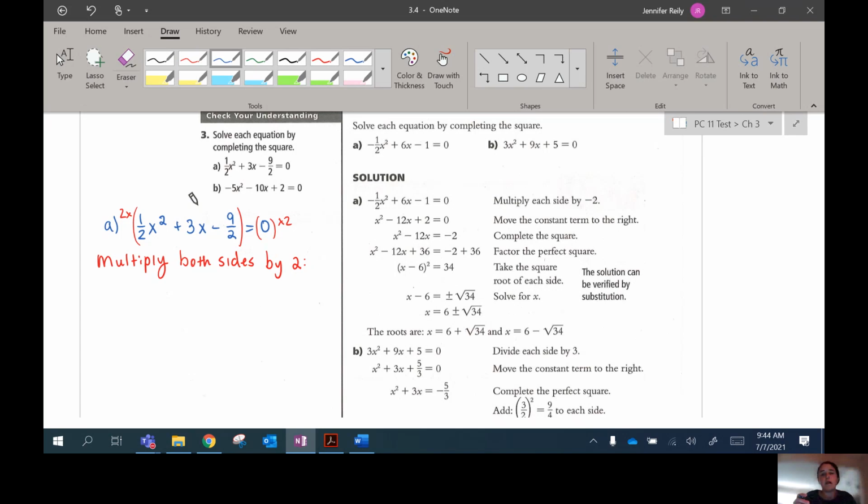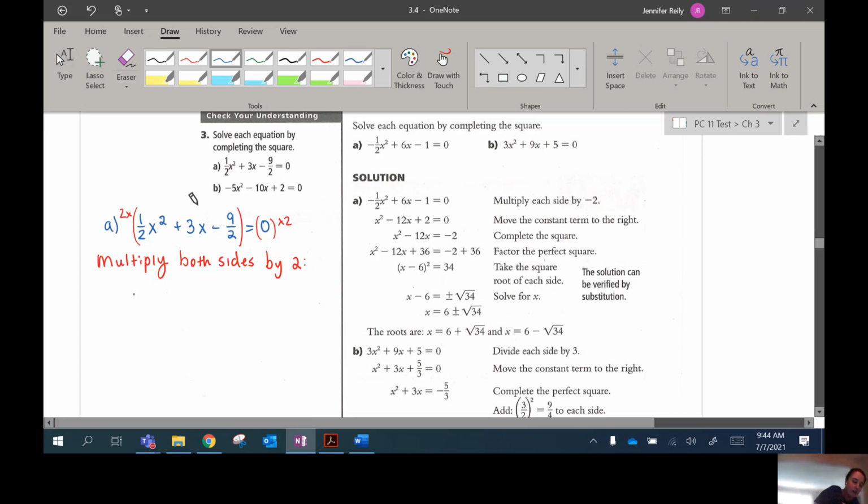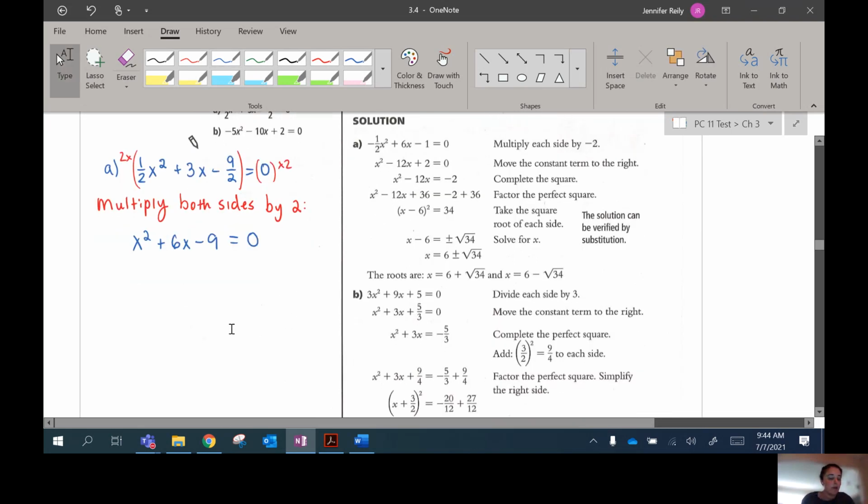When you multiply equations, you have to multiply every single term or else it makes it unbalanced. So the first term will be x squared. The second term will be 6x. 2 times 9 over 2 is just 9. And then 0 times 2 is 0. Okay, great. Now we're ready to move the constant term over and solve this like normal. So we're going to move the 9 to the other side. We'll have x squared plus 6x equals 9.